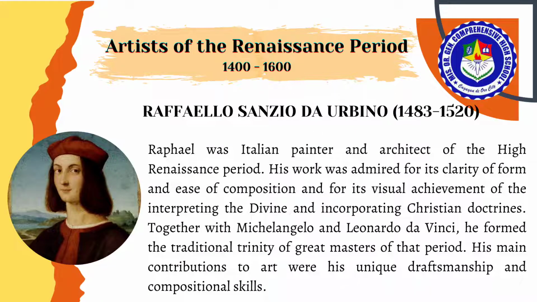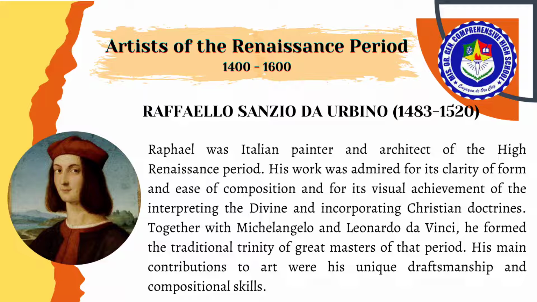Our third famous Renaissance artist was Raffaello Sancio da Urbino, 1483 to 1520. Raphael was an Italian painter and architect of the High Renaissance period. His work was admired for its clarity of form and ease of composition, and for its visual achievement for interpreting the divine and incorporating Christian doctrines.